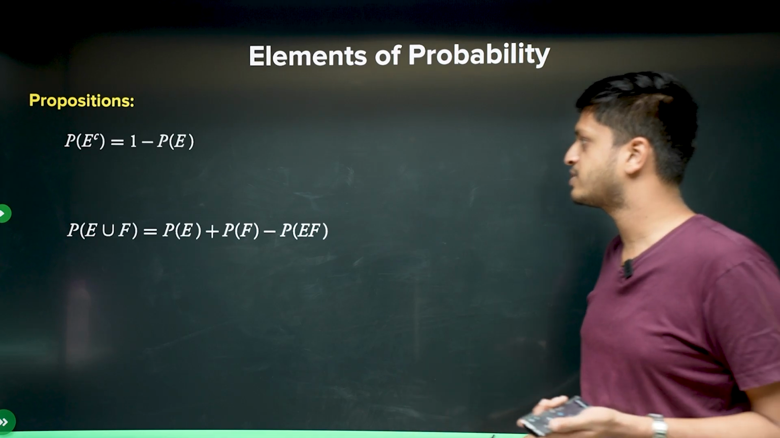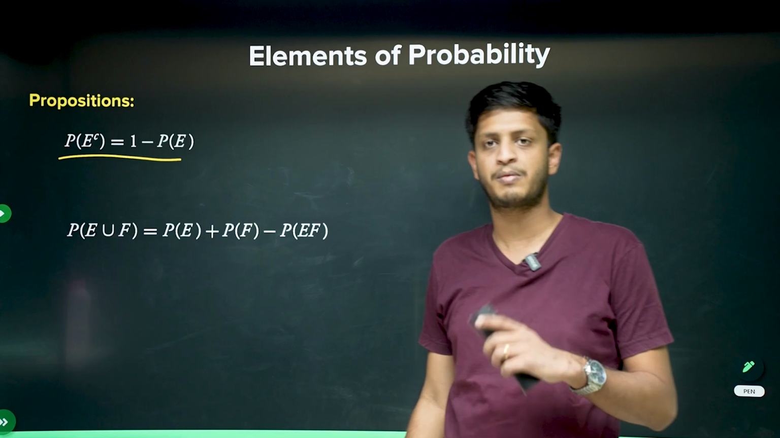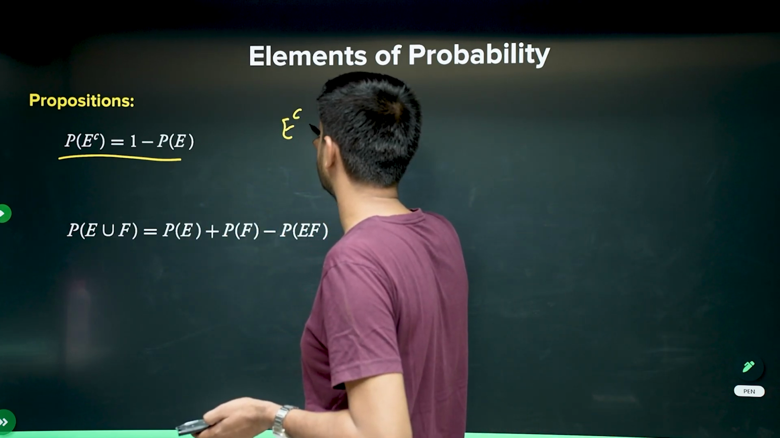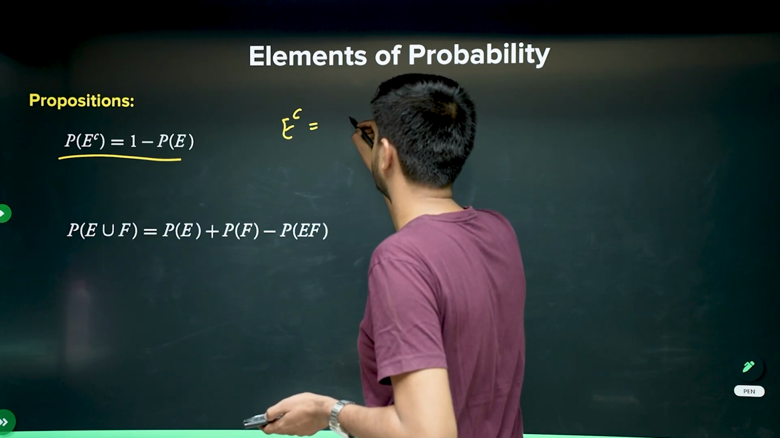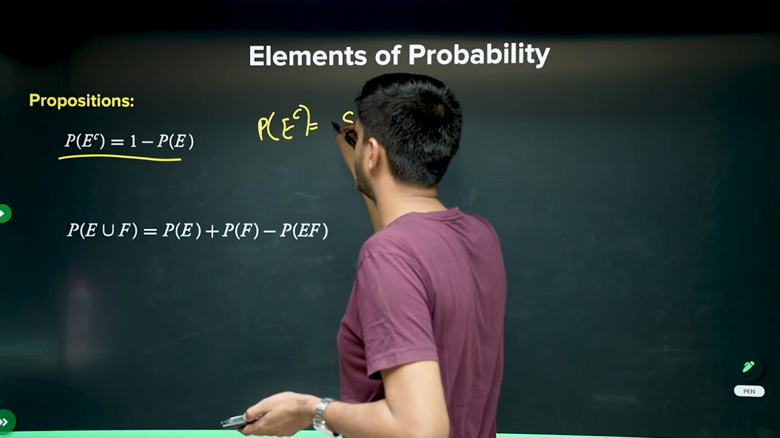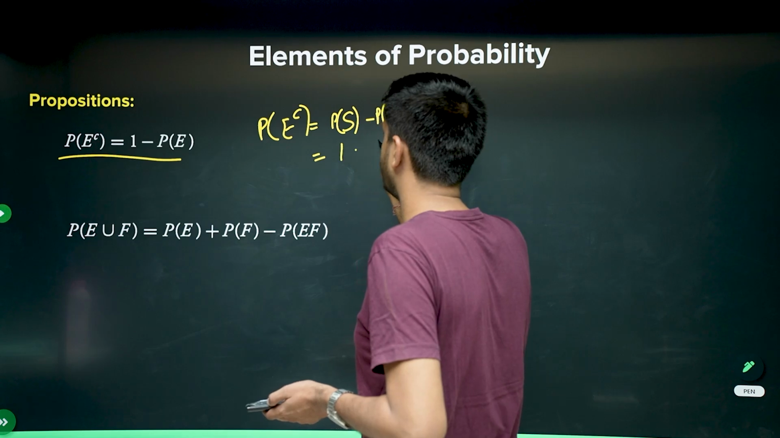So there are a few propositions. The probability of E complement will be 1 minus the probability of E. Why? Because we know that E complement is nothing but the universe, or the sample space, minus E. So the probability of E complement will be the probability of the sample space minus the probability of E, which is 1 minus the probability of E.